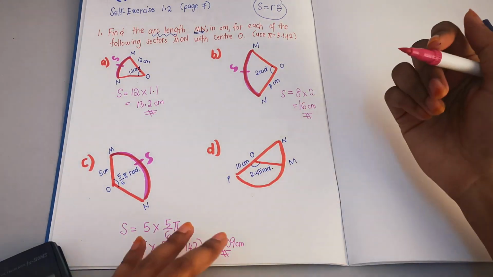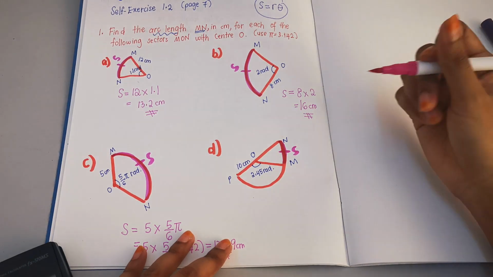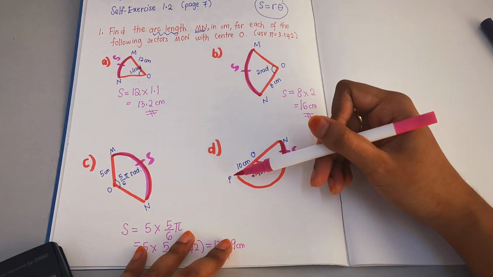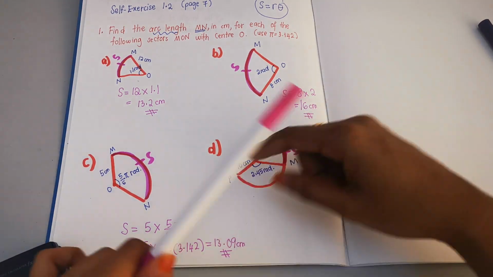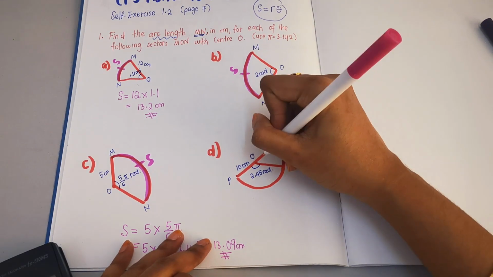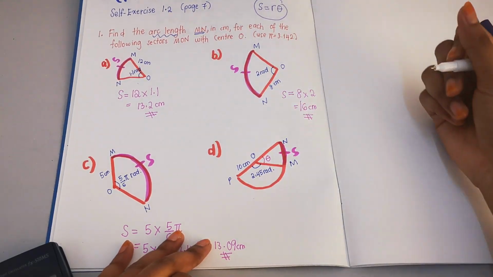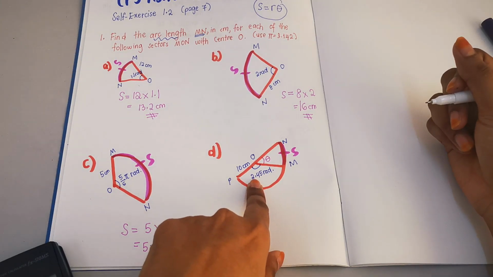Which side is the arc length? The arc length is only here, this one. We have to be careful because there's P, so we only want this part of the length. If I want this part of the length, I need to know what my theta is here, because the theta is given over here, this part.